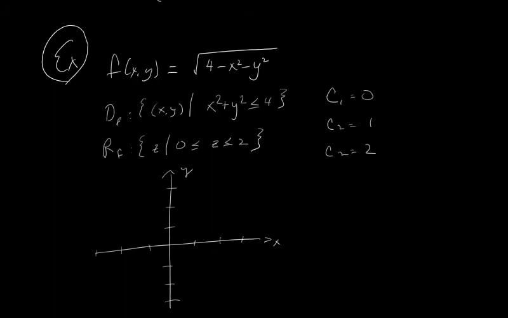I'm going to choose a different color for each of my curves. You do not have to do this, but I'm doing it so that hopefully it's easier to see. So for c1 equal to 0, that means z, which is f of xy, is equal to 0. So I have 0 equals the square root of 4 minus x squared minus y squared. If I solve this, I get x squared plus y squared equals 4. That's a circle of radius 2, so we can sketch that.